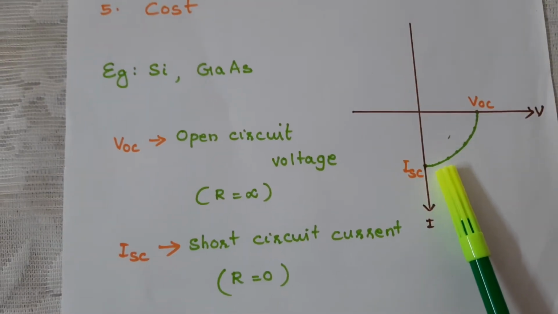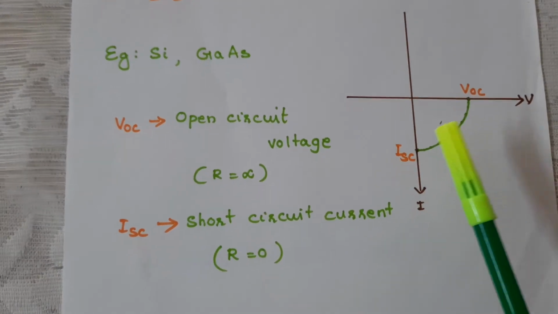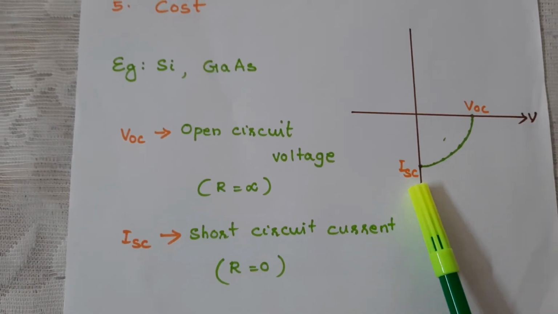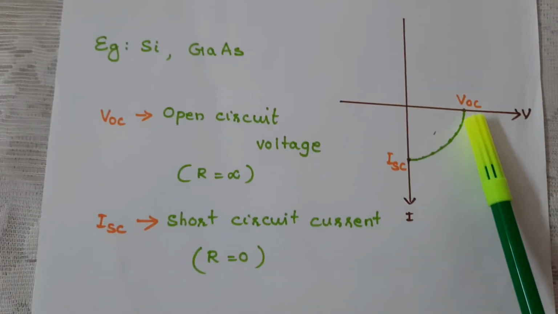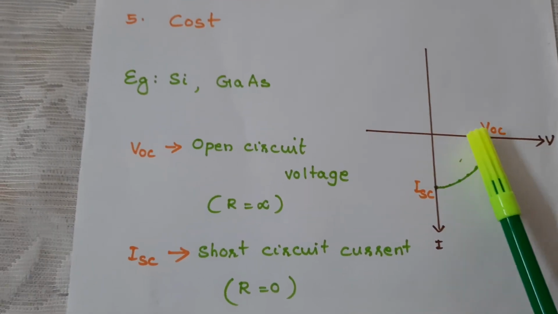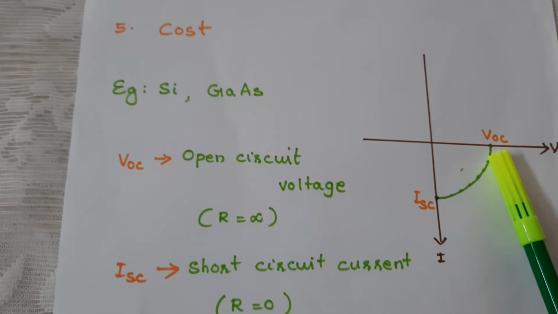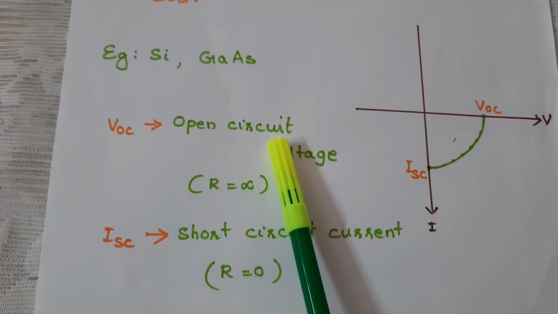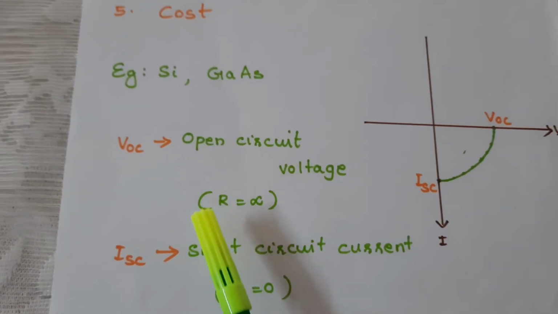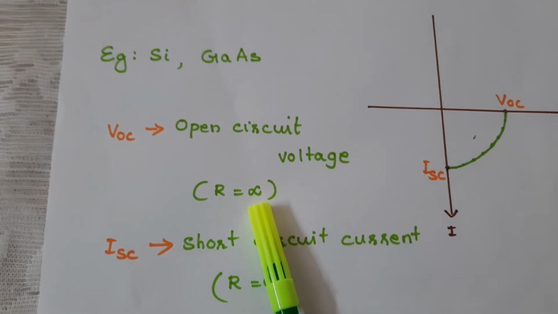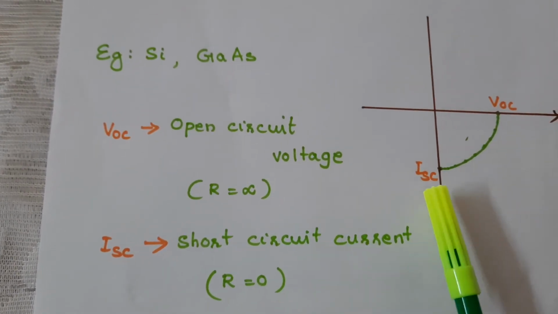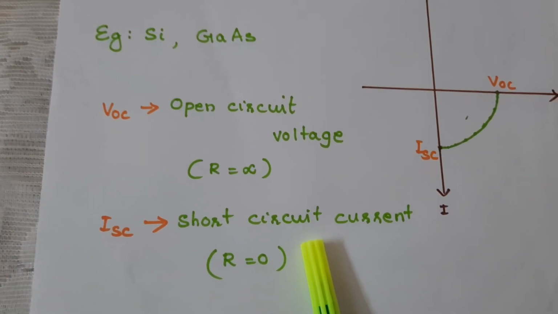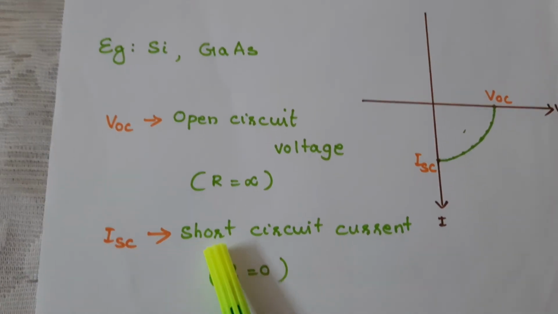Here you can see the characteristics of solar cell. Since the current flows in the direction of reverse current, current is considered negative. And since P side is positive and N side is negative, the voltage is considered positive. VOC, that is the open circuit voltage. It is the maximum voltage and it corresponds to a resistance infinity, that is open circuit. ISC is the short circuit current. It is a maximum current which corresponds to resistance 0 or short circuit.